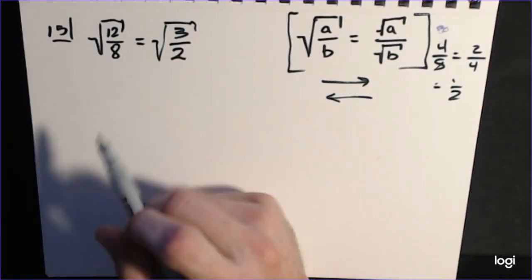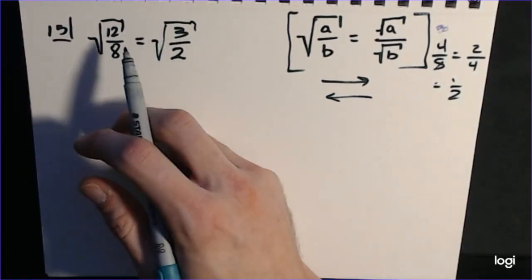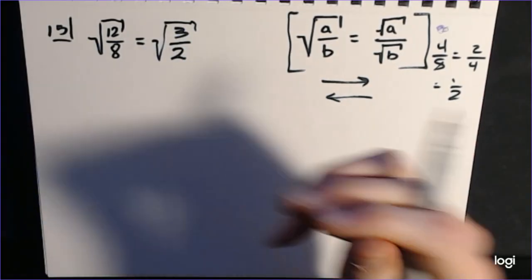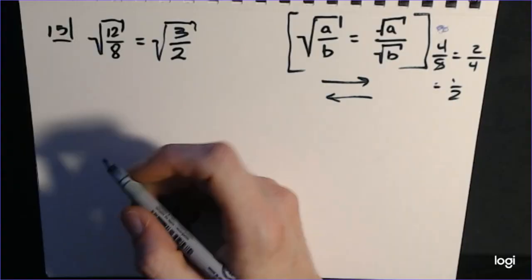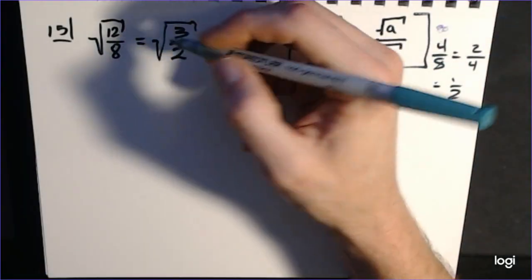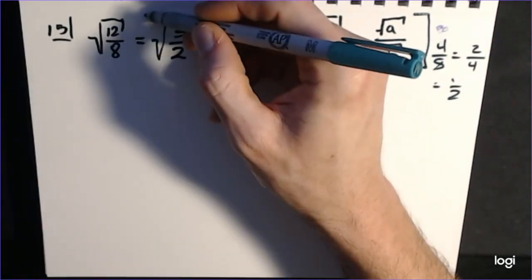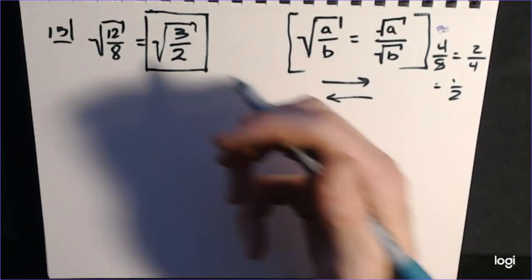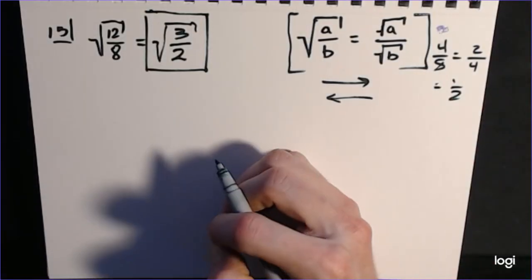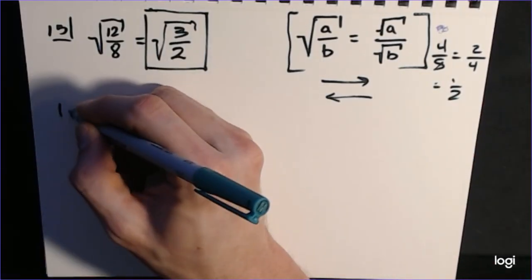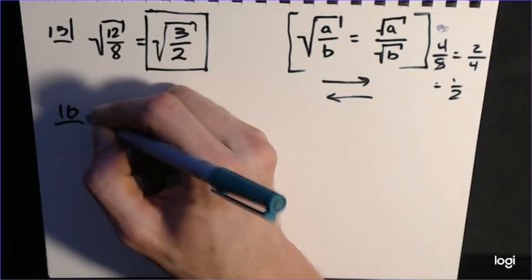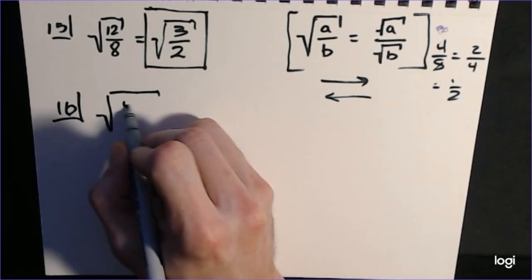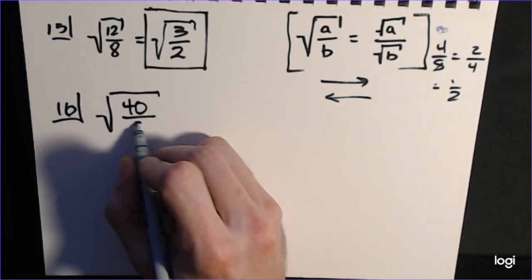Now, we aren't able to remove anything here because there is no square root of 3 or square root of 2 that is rational. So we can just go ahead and draw a box around it, and we are complete. There is another step where we rationalize the denominator, but we're going to cover that at a later time. So let's go on to problem number 16, where we have the square root of 40 divided by 5.